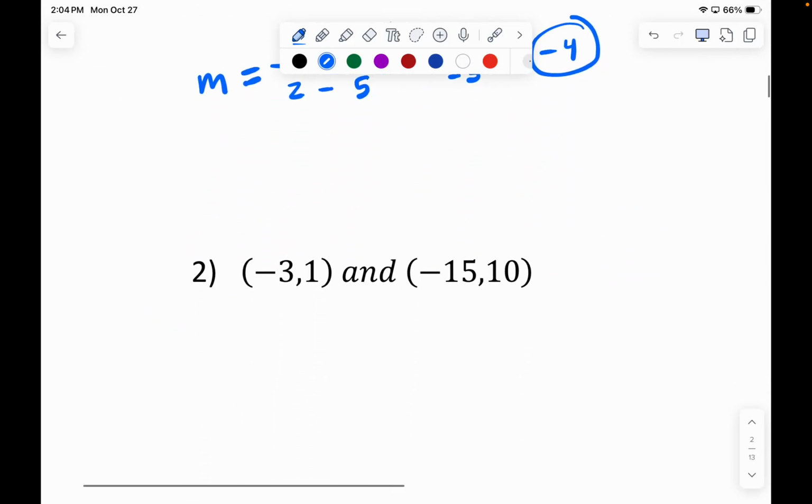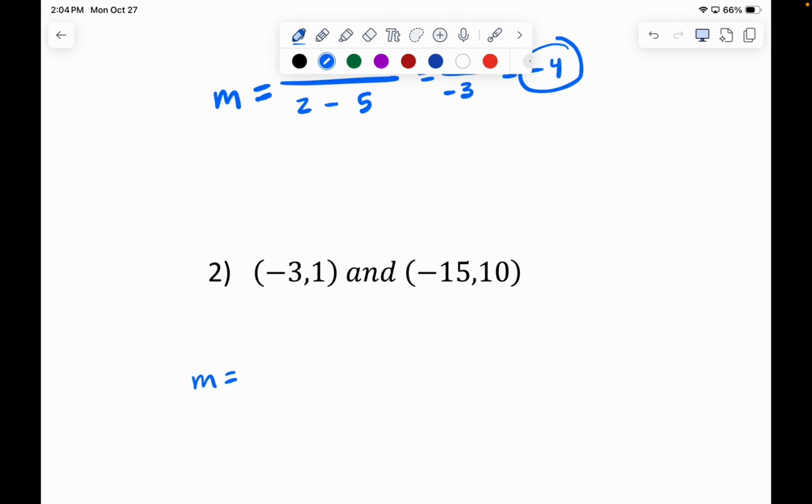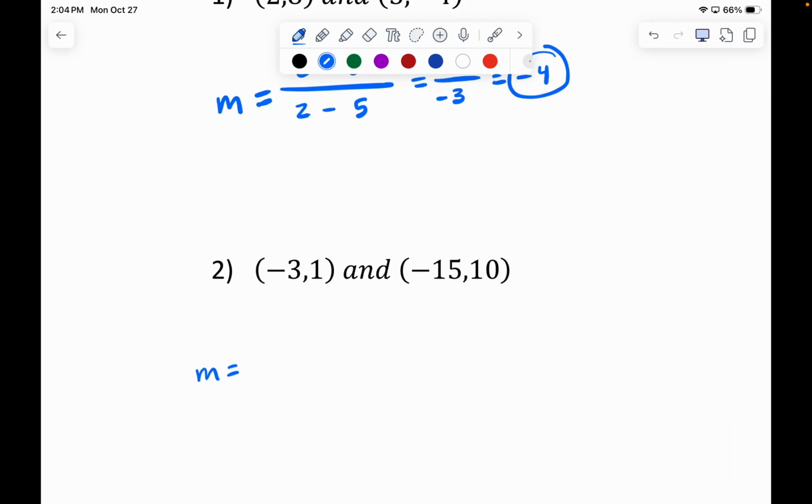Okay, next one. Same thing. Same question. I'm going to find the slope. Somebody, anyone, can you raise your hand and tell us, for the y values, how would you like to subtract the y values? What do you think? The good news is there's not a wrong answer to this. But, yeah, 10 minus 1. I would rather do 10 minus 1 than 1 minus 10. So 10 minus 1 for my y values, which means what? What do my x values have to be? It's got to be negative 15 minus negative 3.